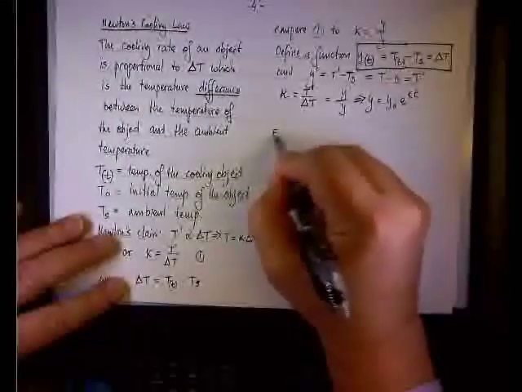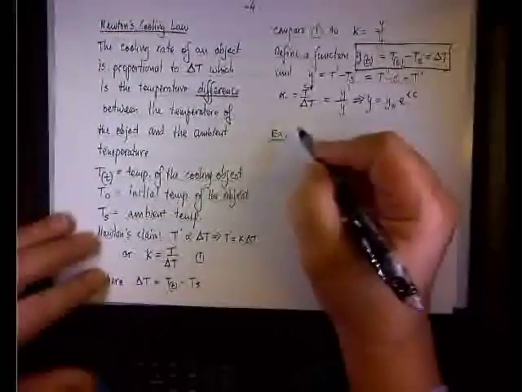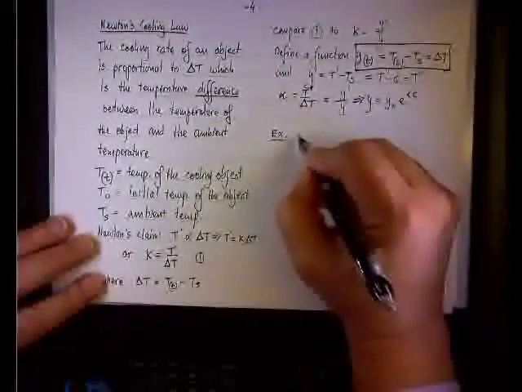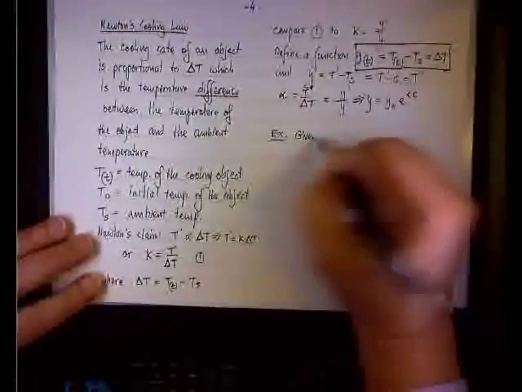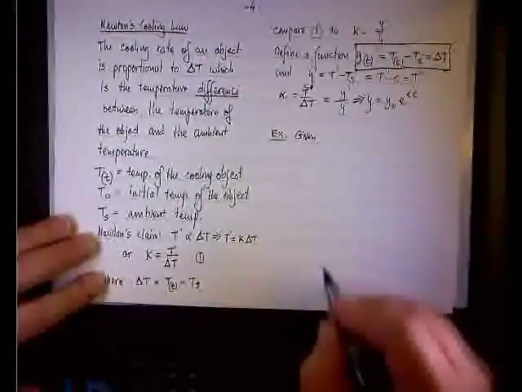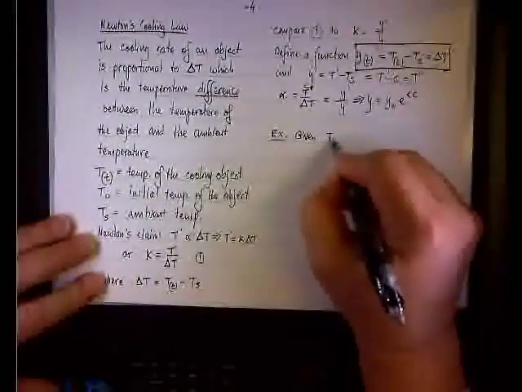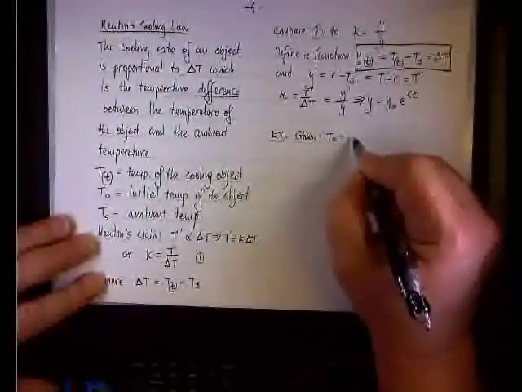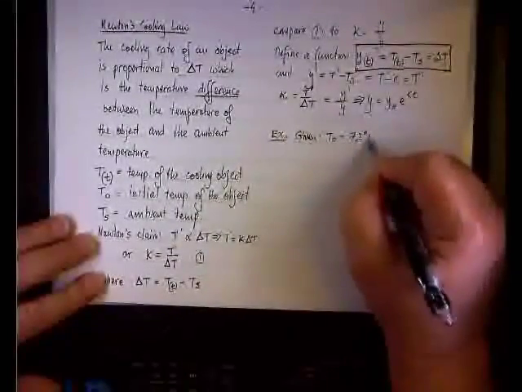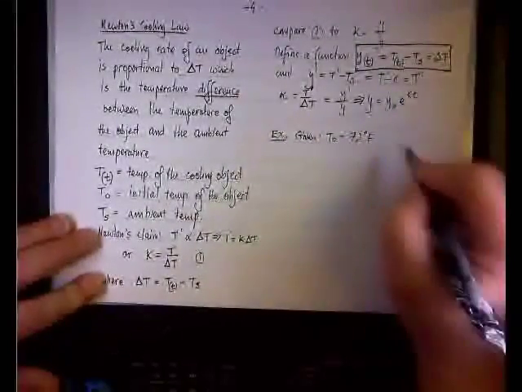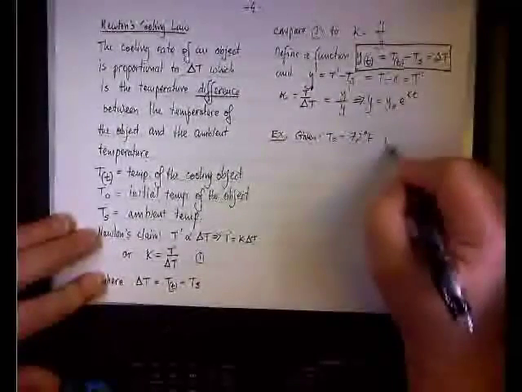So here's a quick example. It's a multiple part example, but I'm going to do just the first part, and I'll continue next week. Given T sub 0 equal 72 degrees, the initial temperature, and this is a room temperature here.